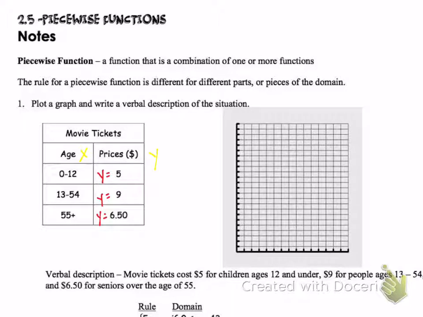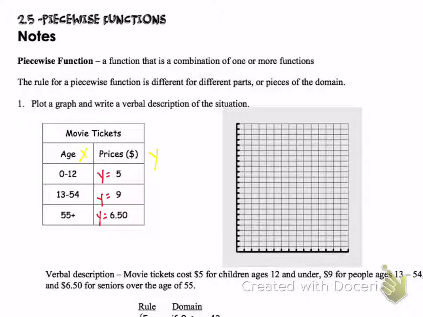However, on my x-axis, these are what we would call domain restrictions. That means from the age of 0 to 12, it's going to be y equals 5. Then I'm going to jump up to 9 from 13 to 54. And then I'm going to jump back down to 6.50. So it's going to be horizontal line, horizontal line, horizontal line.